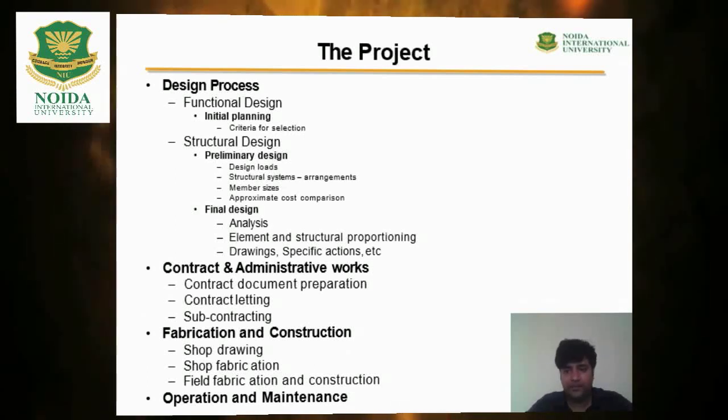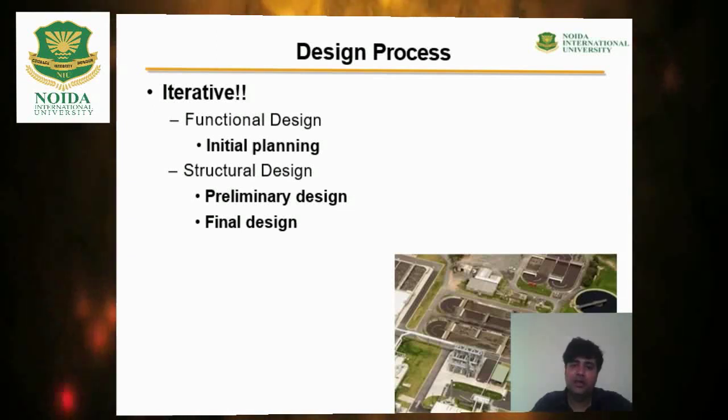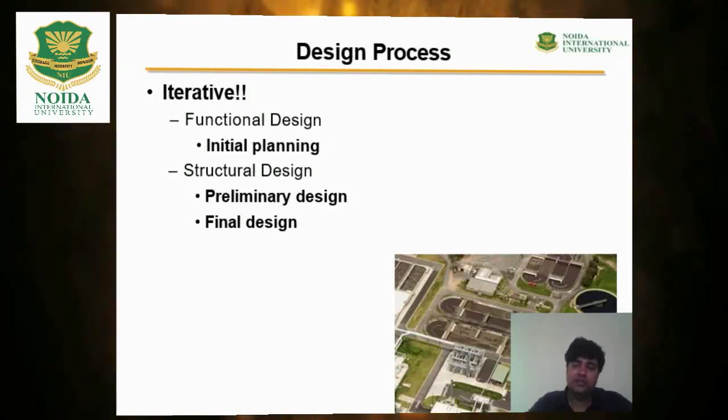Going further, we have the design processes. The design process basically has the iterativeness and the functional design, which gives the initial planning of the particular structure, which we have discussed earlier, and the structural design, where I have already discussed the preliminary design and the final design. What is the design process? It is nothing but an idea or concept of planning a building based on the principles of architecture and in accordance with the function served by it.